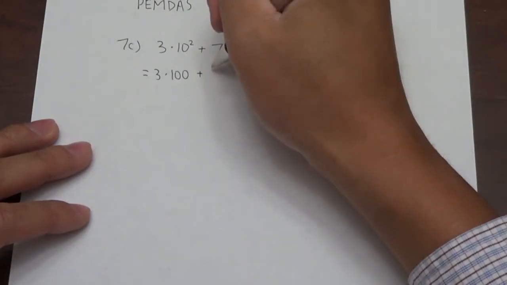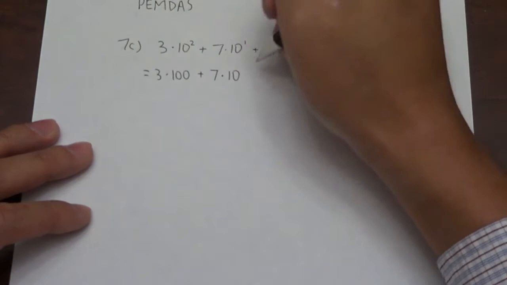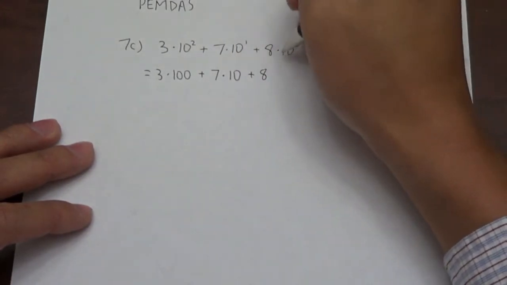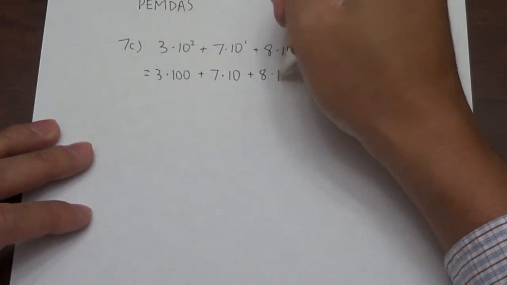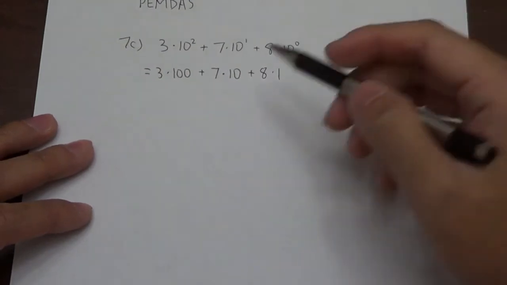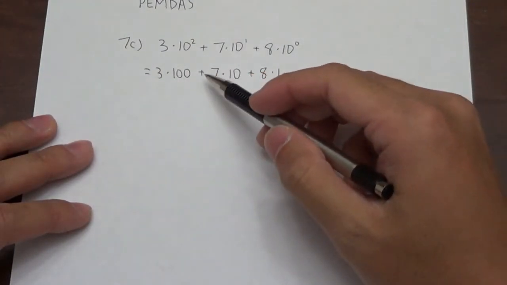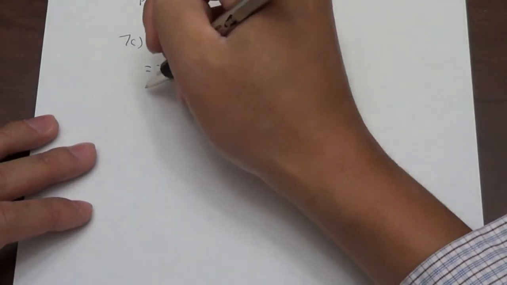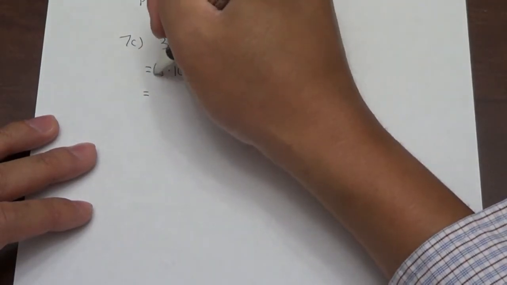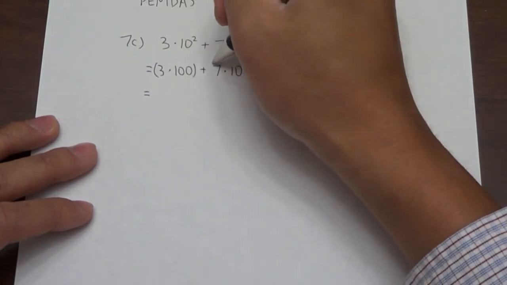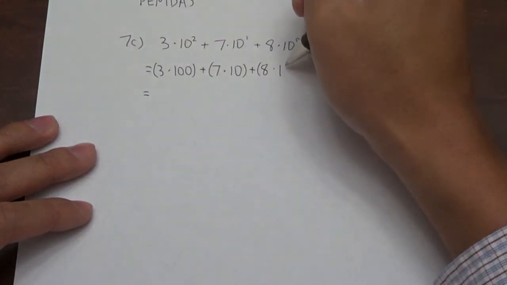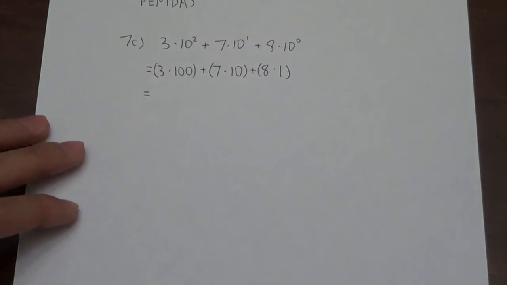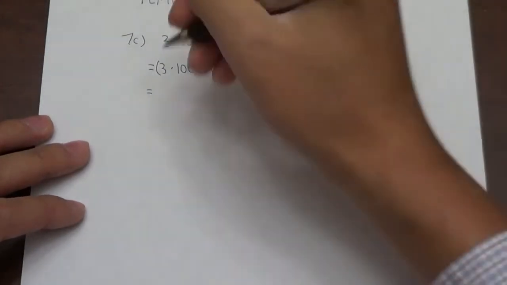10 to the first power is simply 10, and then 10 to the 0 power is 1. Alright, now we're left with multiplication and addition. We're supposed to multiply before adding, and this is just something I like to do. Adding parentheses will just help me visually see that I'm supposed to do those first and then don't add anything yet.